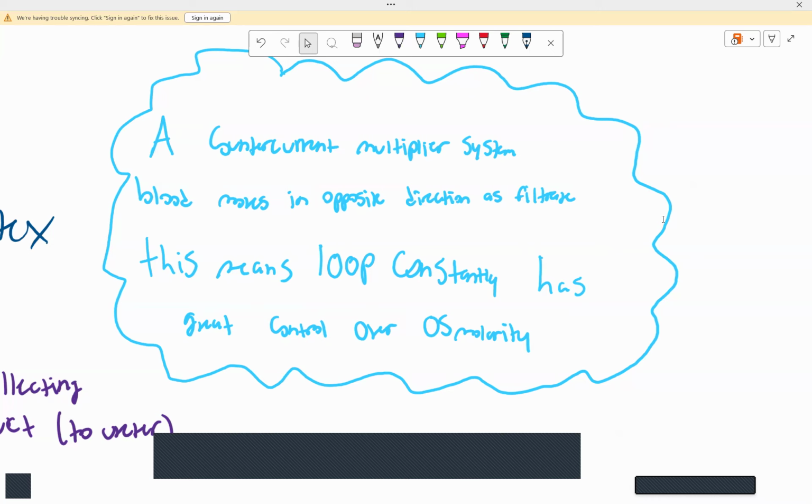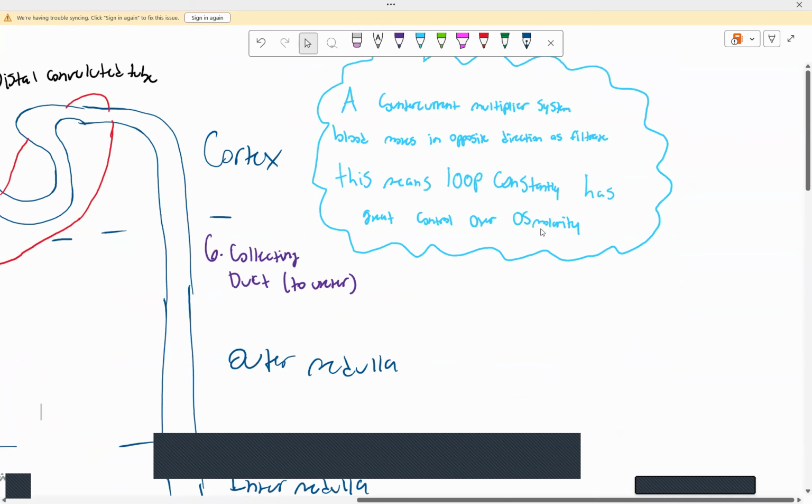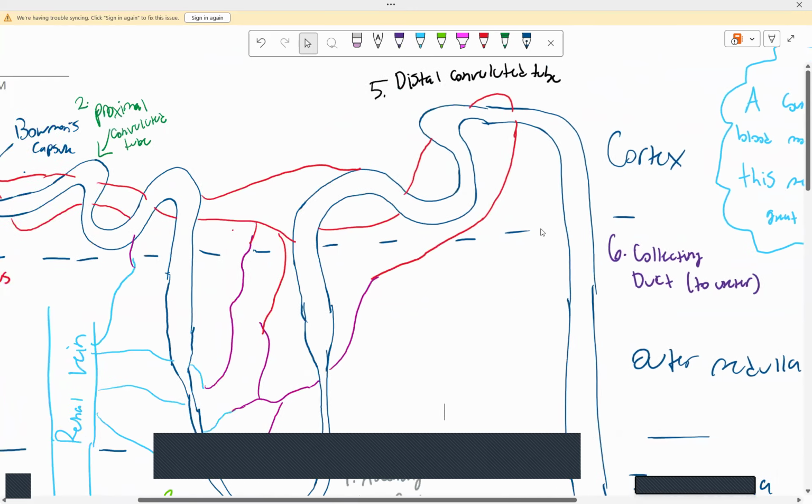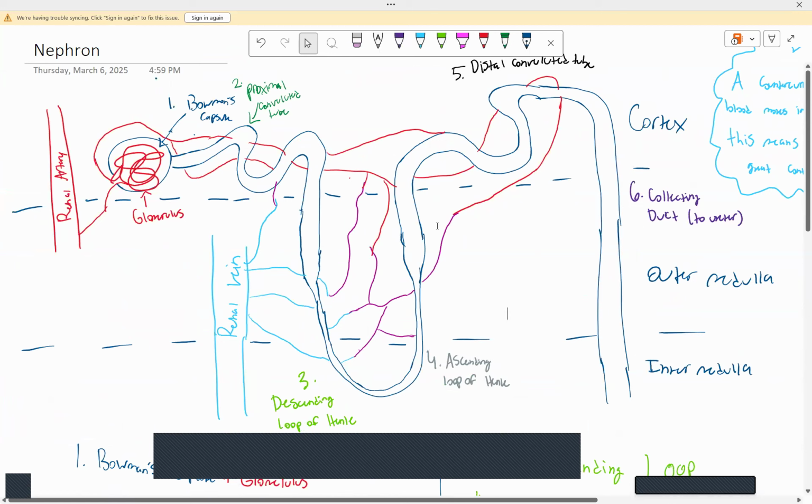It also allows the kidneys to have great control over your osmolarity, which I'll go more into in a little bit too, if that was a little confusing. This is a beast. The nephron is very confusing. For me, this is one of the more confusing units in the Kaplan book to learn.